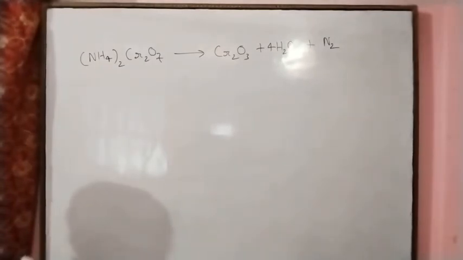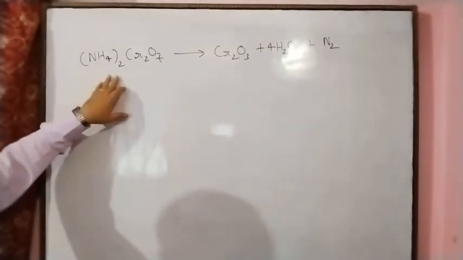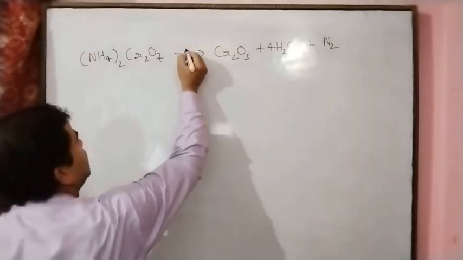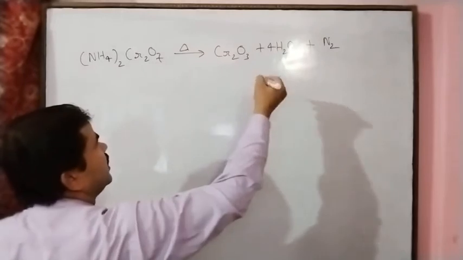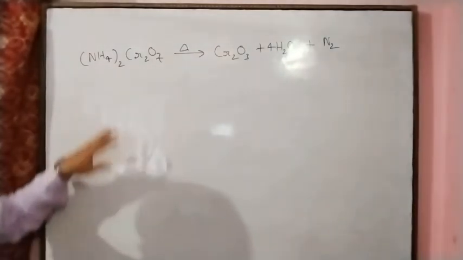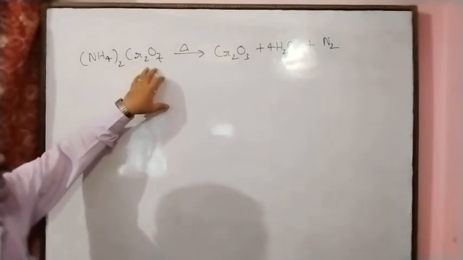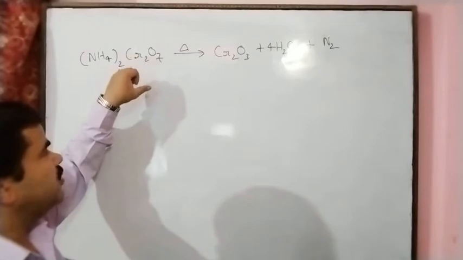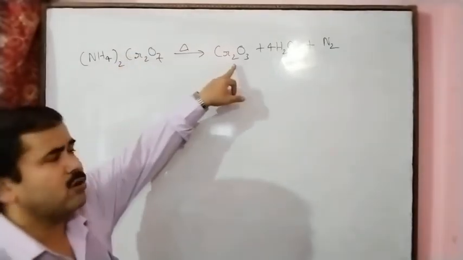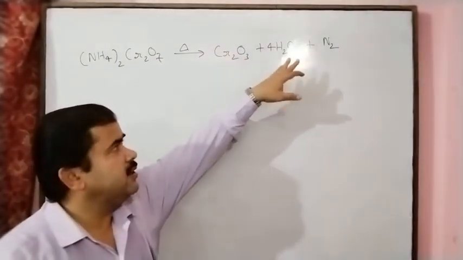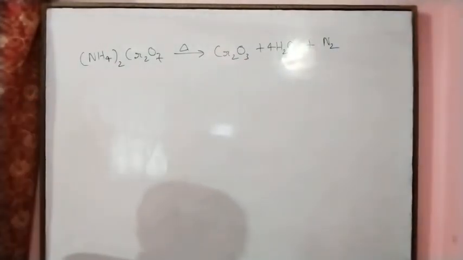So in this chemical reaction we can see ammonium dichromate, and by giving heat energy, this decomposes into chromic oxide, water and nitrogen gas. This ammonium dichromate is an orange colored substance, and if we give heat energy, due to the absorption of the heat energy, we will get chromic oxide, a greenish colored residue, water and nitrogen gas.